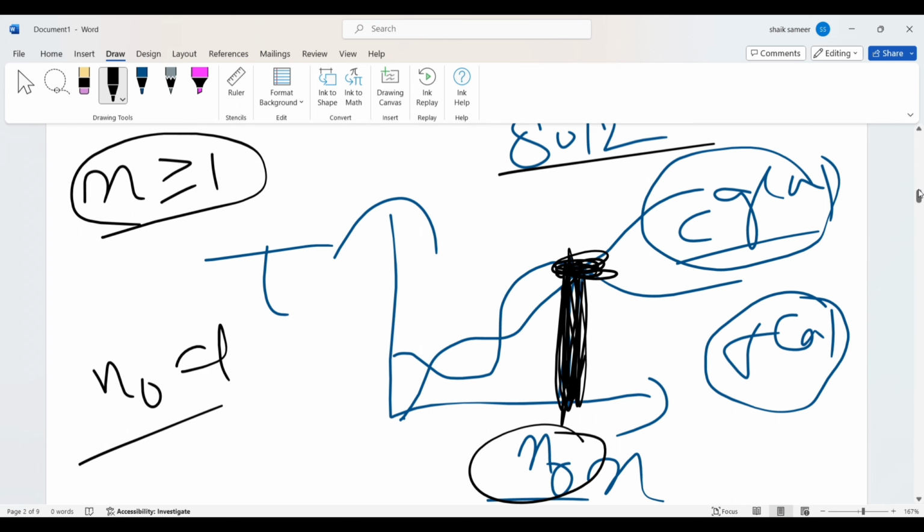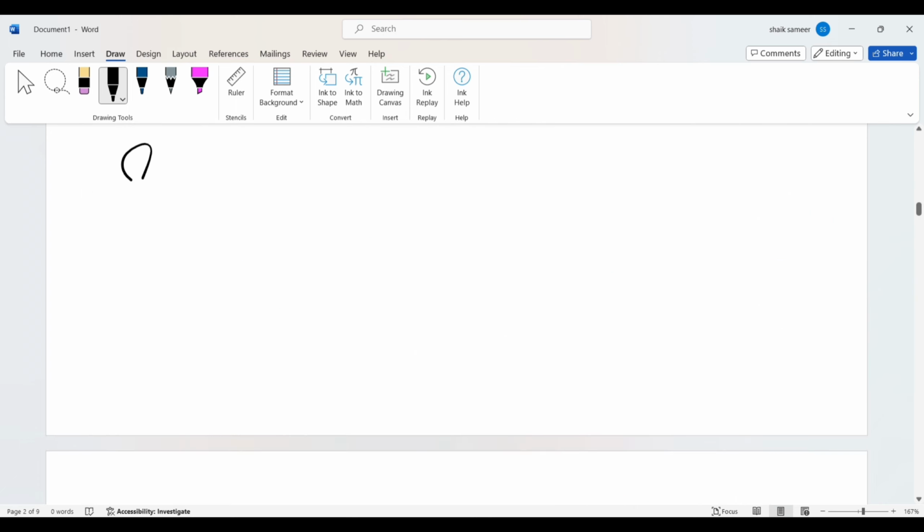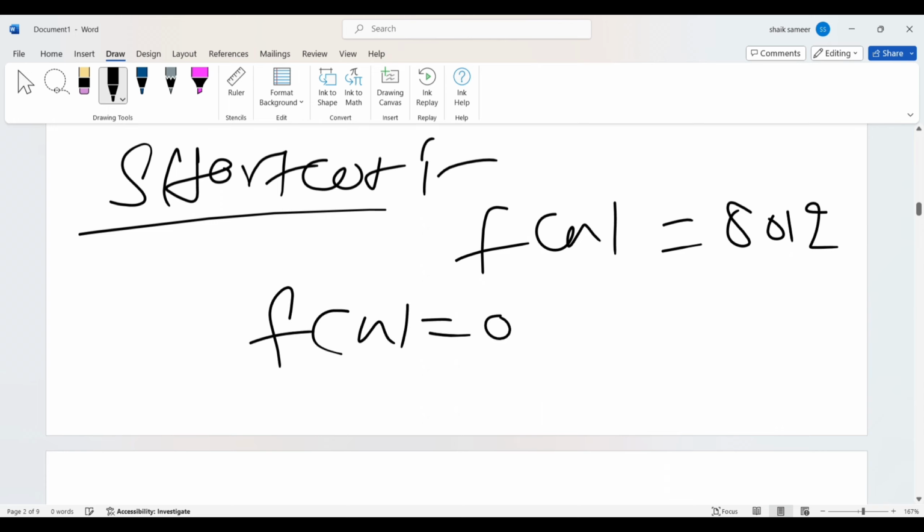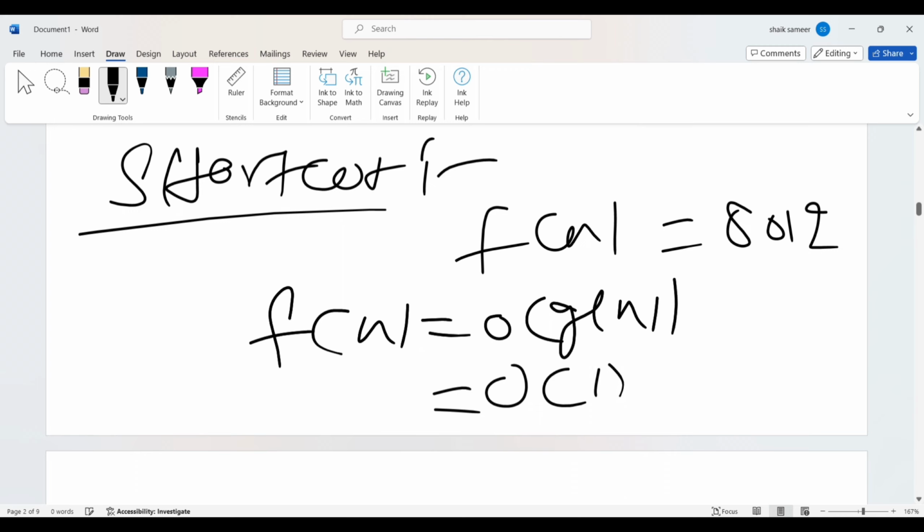Now when we look into the shortcut, f of n equals 8012. We know from the BIGOH notation that f of n equals BIGOH of g of n. So you directly write g of n equal to 1, because the given function is a constant function. This is nothing but the shortcut method. When you see a constant function, directly write 1 in the place of g of n, and you get the answer f of n equals BIGOH of g of n.